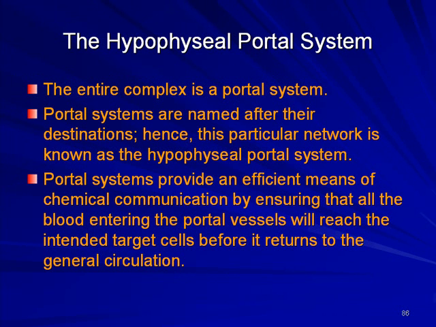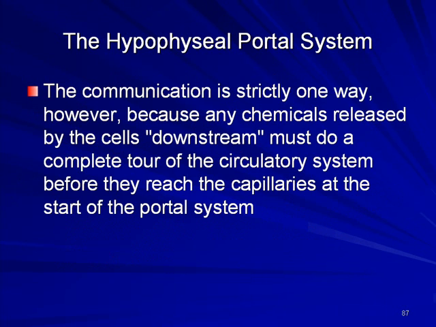Now, the entire complex is referred to as the portal system. The portal system is named after the destination. This particular network is known as the hypophyseal portal system. The portal system provides an efficient means for chemical communication by ensuring that all the blood entering into the portal vessels can reach the intended target cells before it returns to the general circulation.